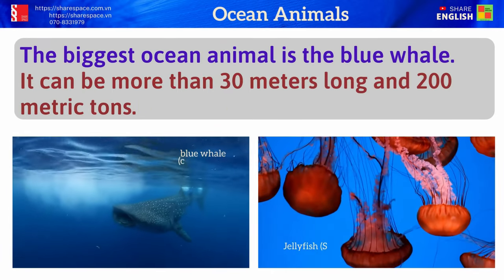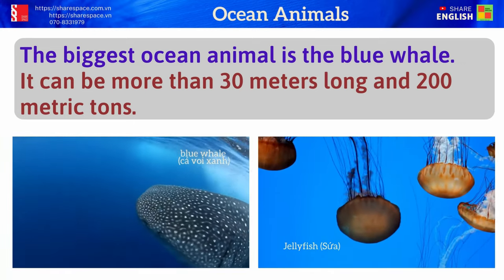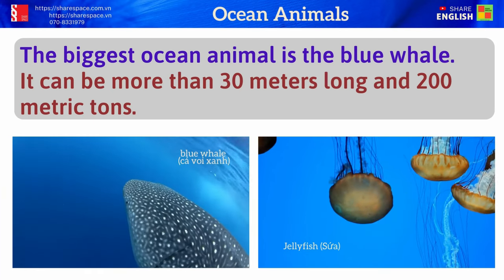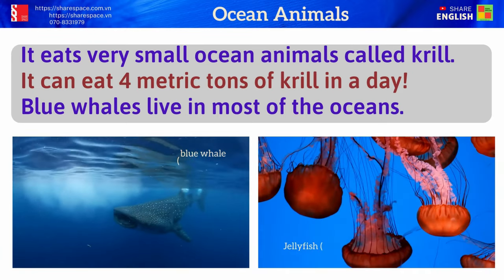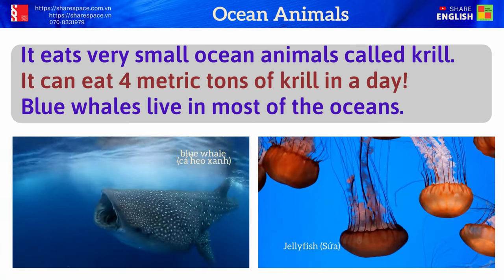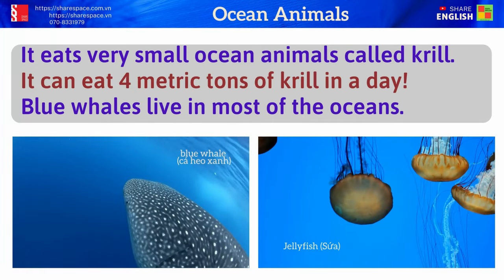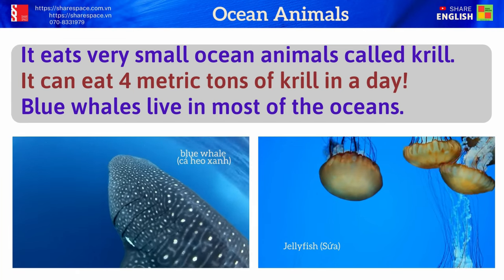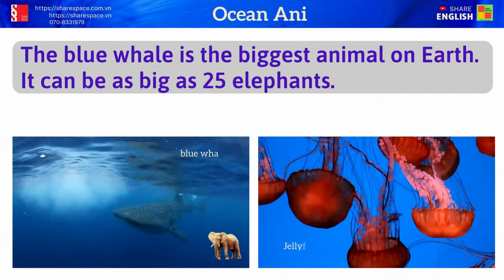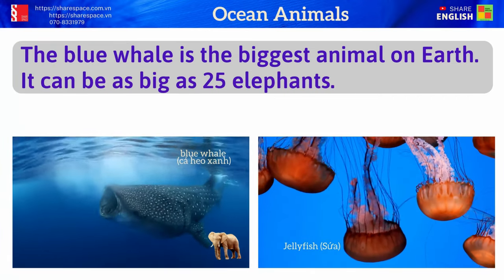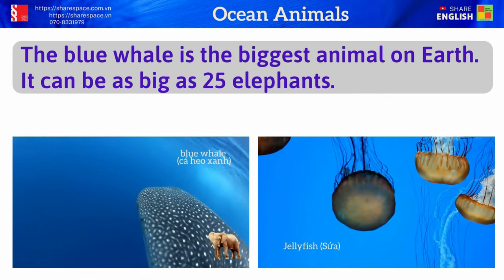The biggest ocean animal is the blue whale. It can be more than 30 meters long and 200 metric tons. It eats very small ocean animals called krill. It can eat 4 metric tons of krill in a day. Blue whales live in most of the oceans. The blue whale is the biggest animal on Earth. It can be as big as 25 elephants.